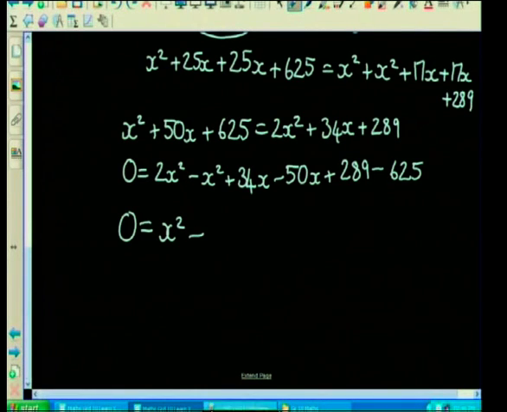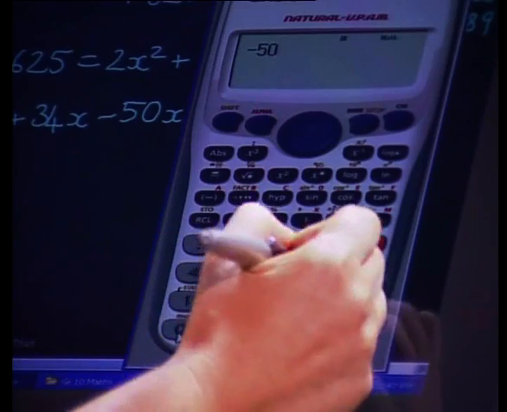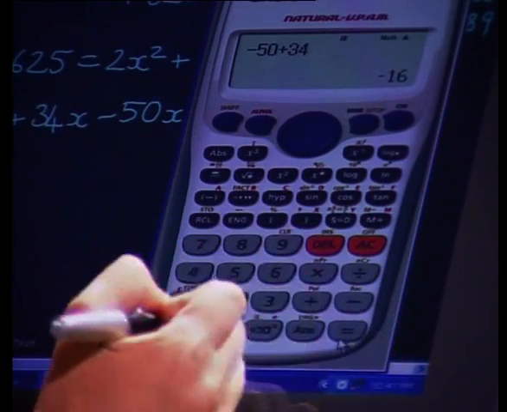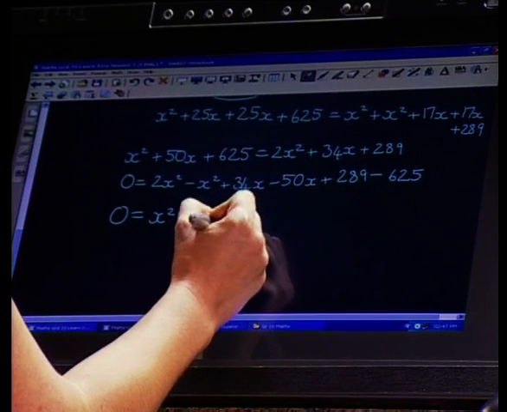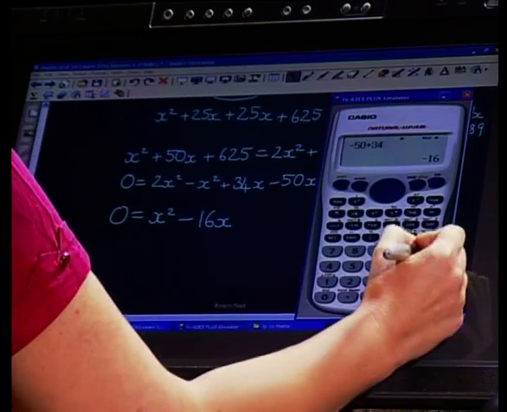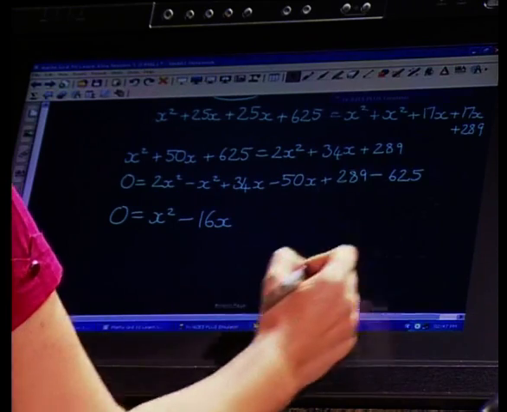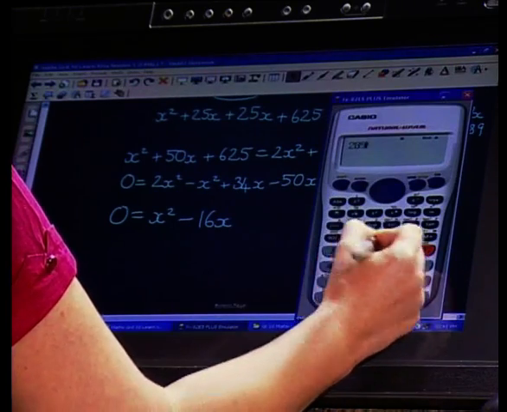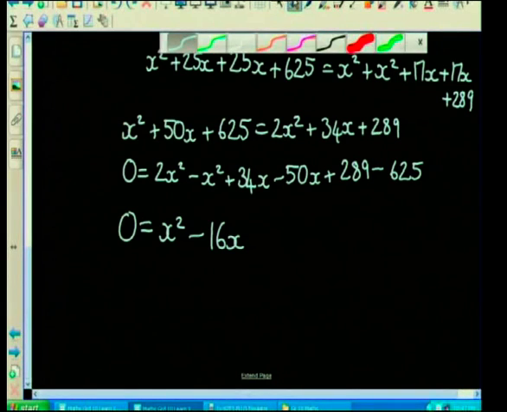minus, and let's just check this on the calculator, minus 50 plus 34 is equal to minus 16. So minus 16x, and the last one, it is 289. 289 minus 625 is equal to minus 336.